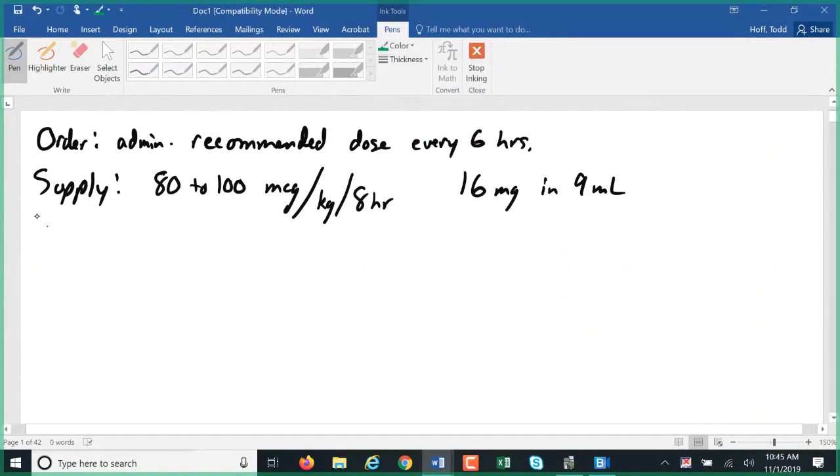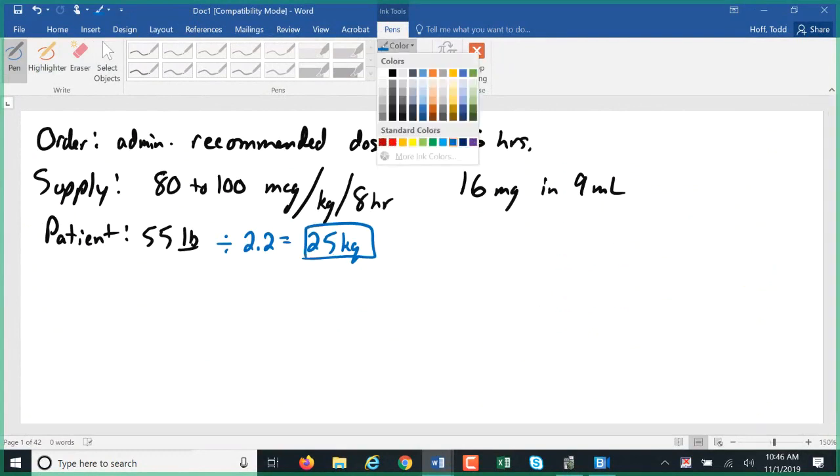Study the patient. We're going to have a patient that is 55 pounds. You may tell me what the first step is. Convert to kilograms. Perfect. Convert 55 pounds to kilograms, which gives us 25 kilograms, divided by the 2.2.